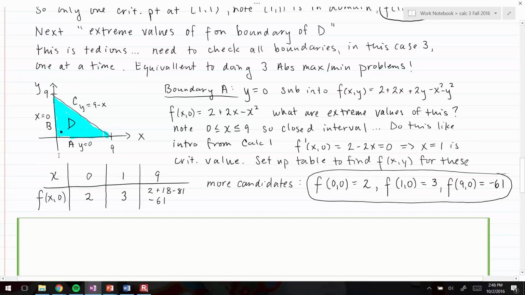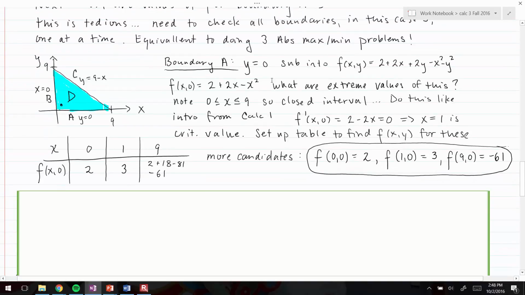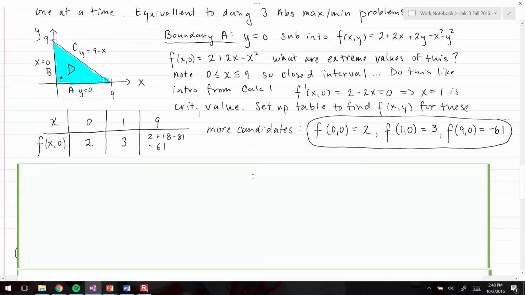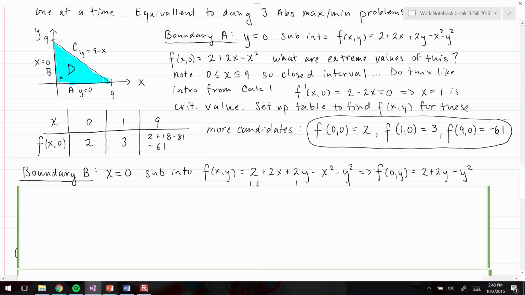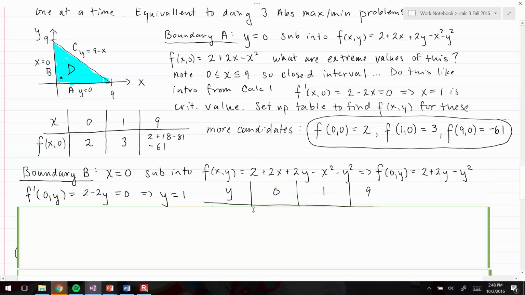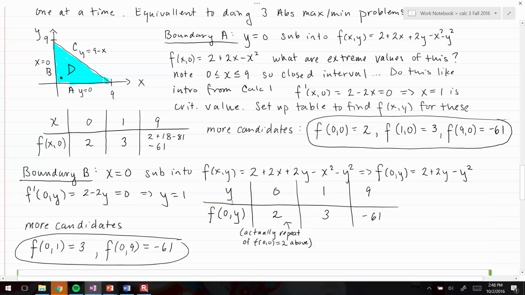I'm going to go with boundary B because it's kind of the easier situation, and it works out to be really similar to boundary A, both in method and in formulation because of the way this equation works. Here I'm plugging in x equals 0, and then my function boils down to something in terms of y on that boundary. I'm going to take the derivative, set it equal to 0, and solve for y.